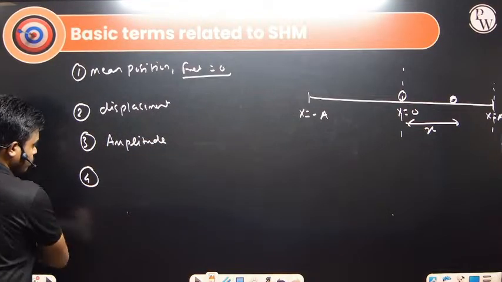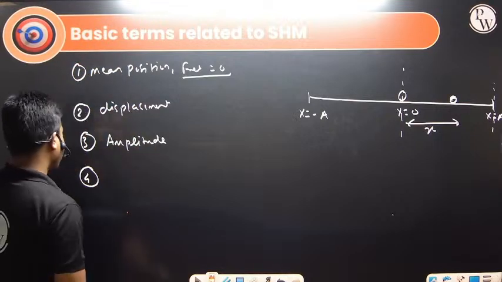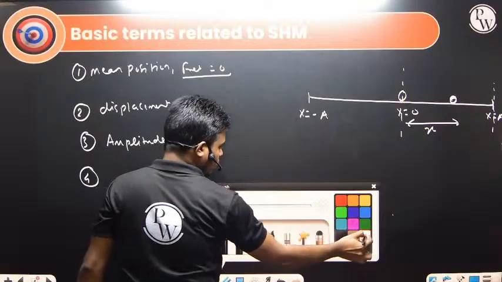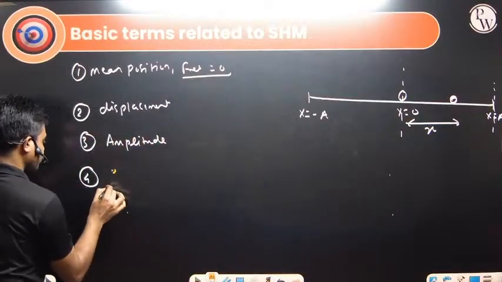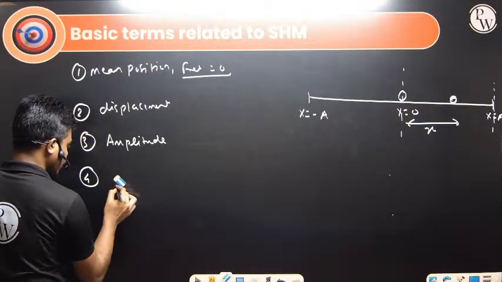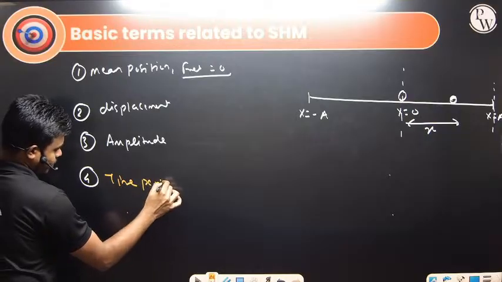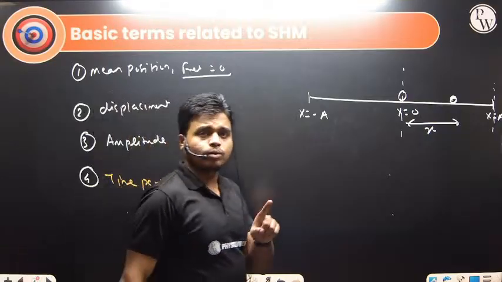We have the mean position, the displacement and the amplitude. Next we define frequency and time period. First let's discuss the time period. What is the time period of oscillation? The time taken to complete one oscillation.